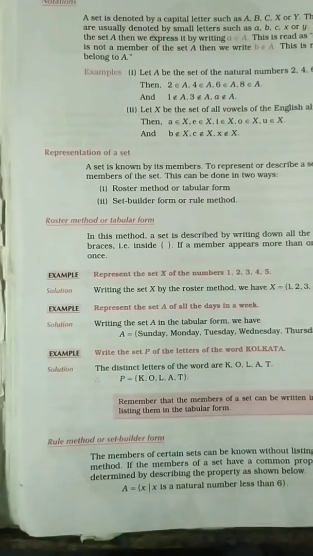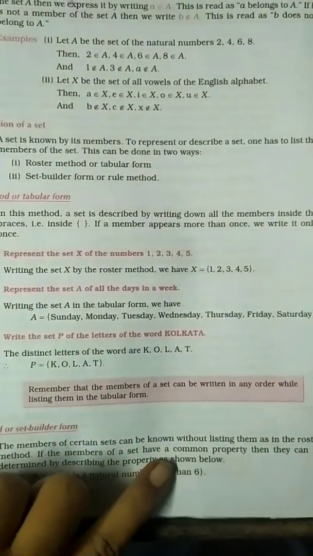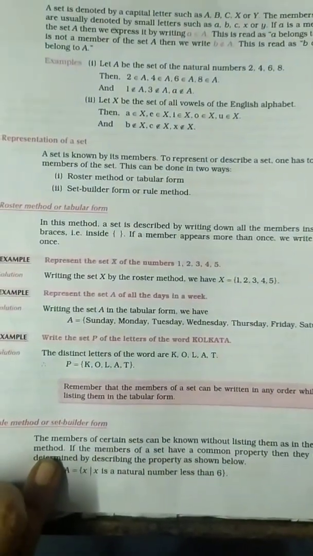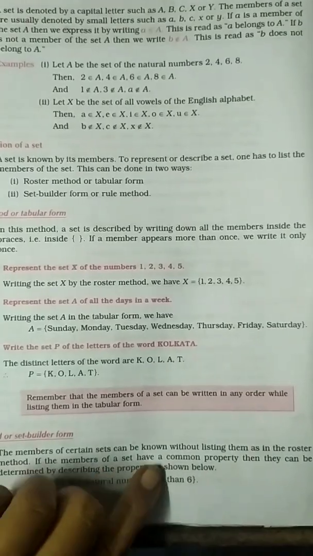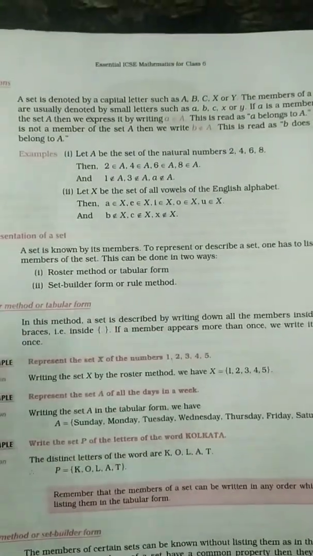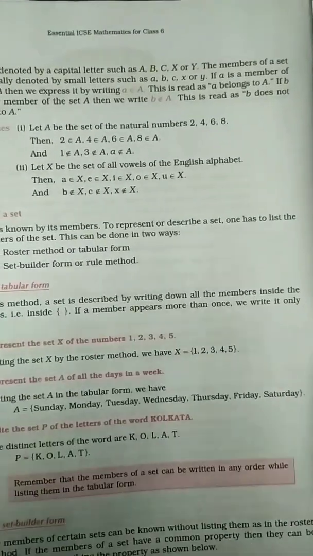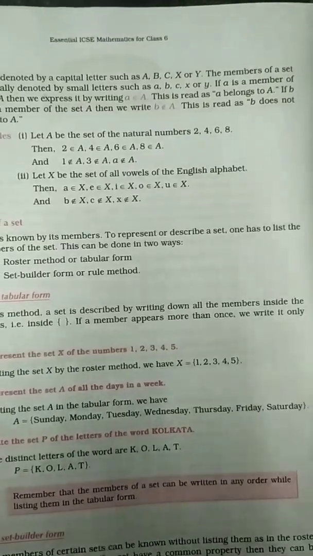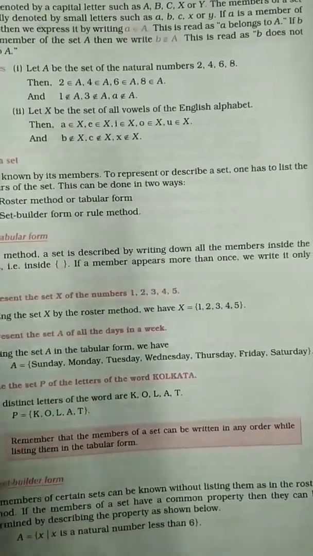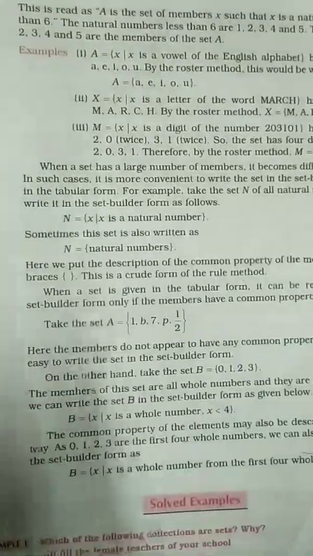Next method is rule method or set builder method. In set builder method, the members of a certain set can be known without listing them, as in the roster method, if the members of the set have a common property. So in the roster method, we have written the members directly, but in the rule method or set builder method, we will not write the members directly. Instead, we will write by its common property, like set of all even numbers, whole numbers, like that. With the common property we will define.